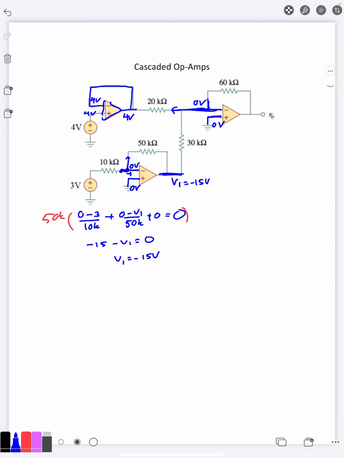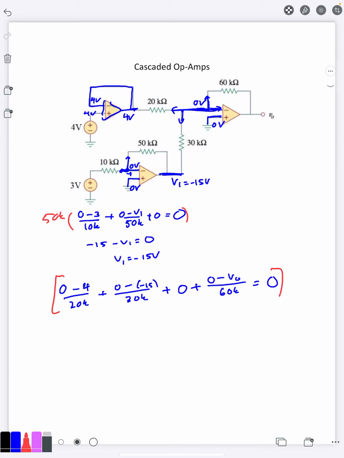So the current going left would be voltage I'm at, 0, minus voltage I'm going to, 4, over 20 kilo ohms. The current going down would be voltage I'm at, 0, minus voltage I'm going to, negative 15, over 30k. The current going to the right here would be 0, because again, ideal op-amp. And the current going up would be 0 minus V0 over 60k.